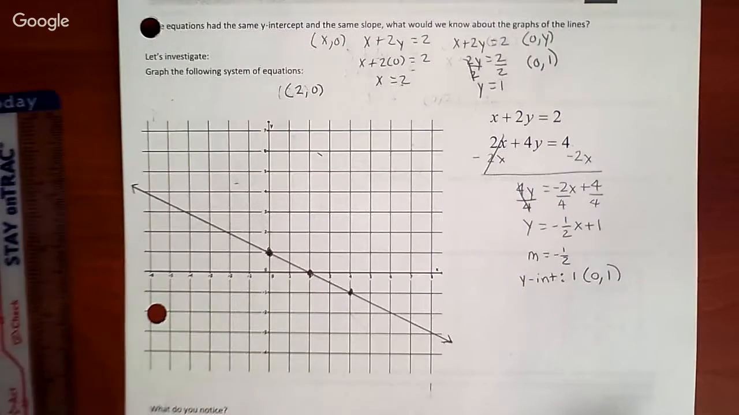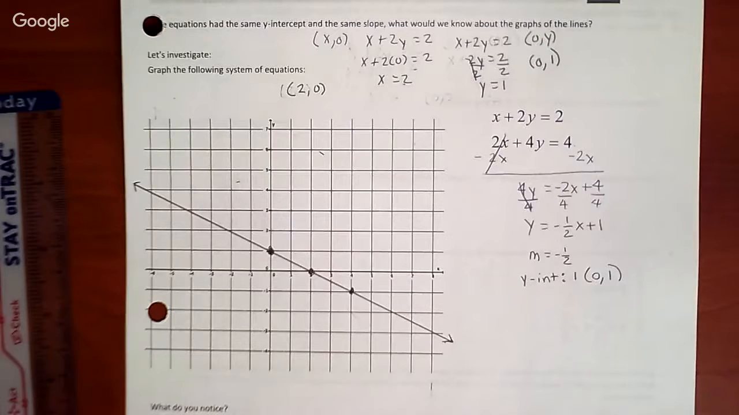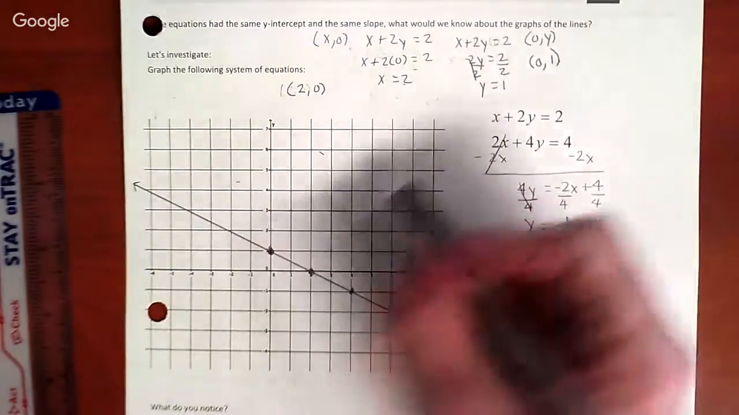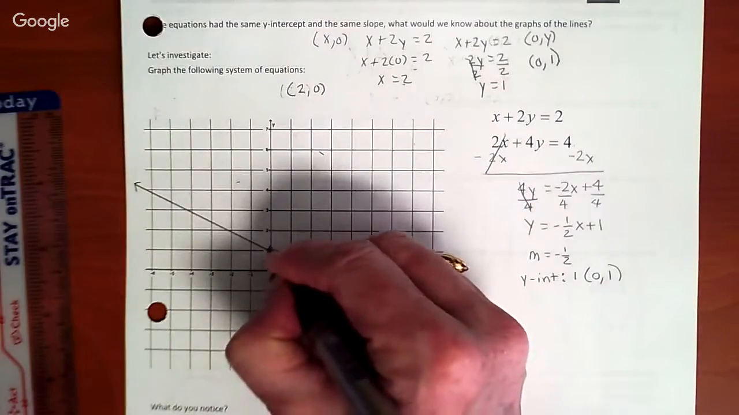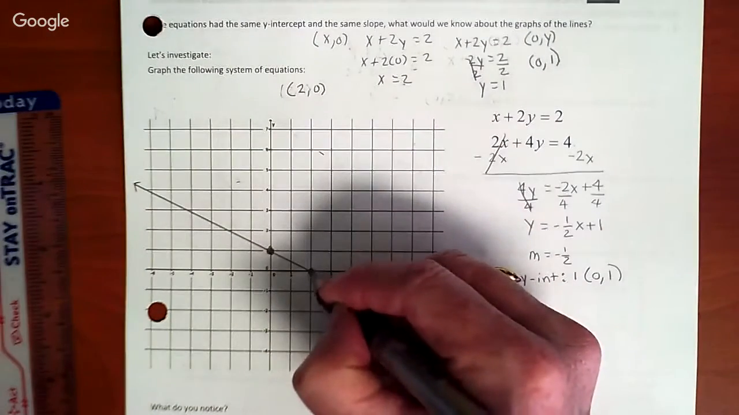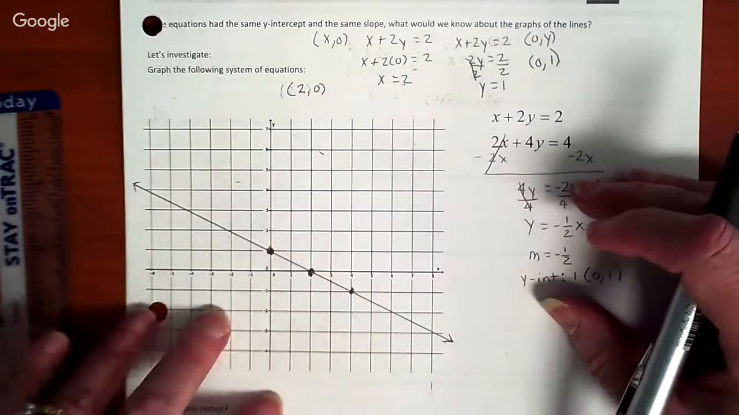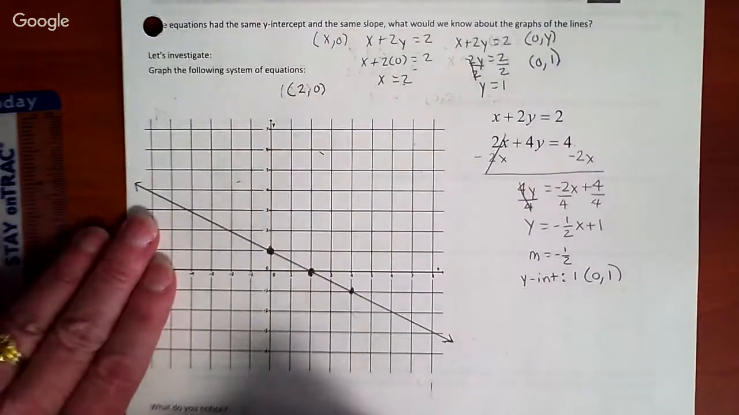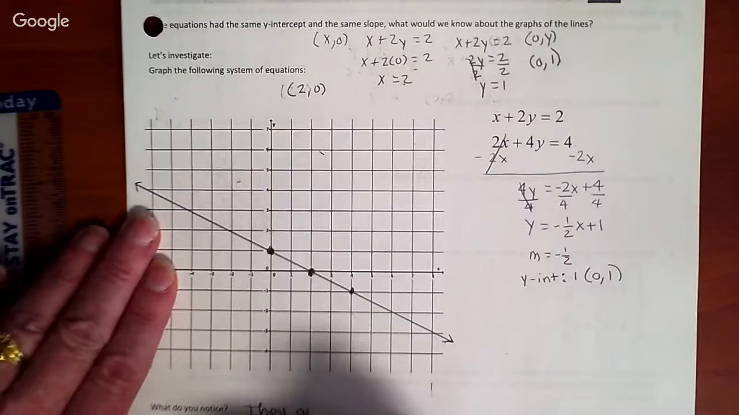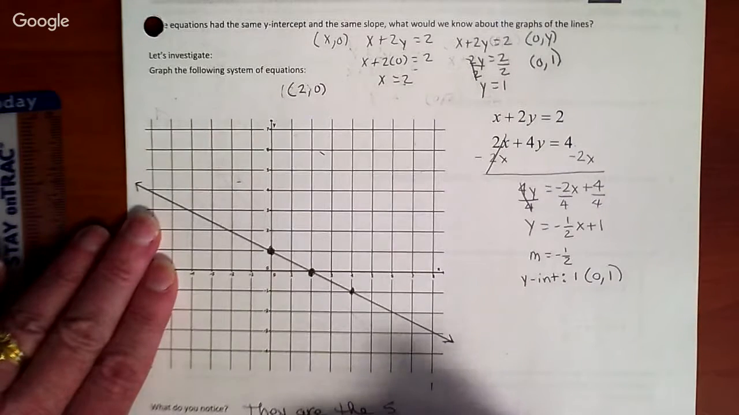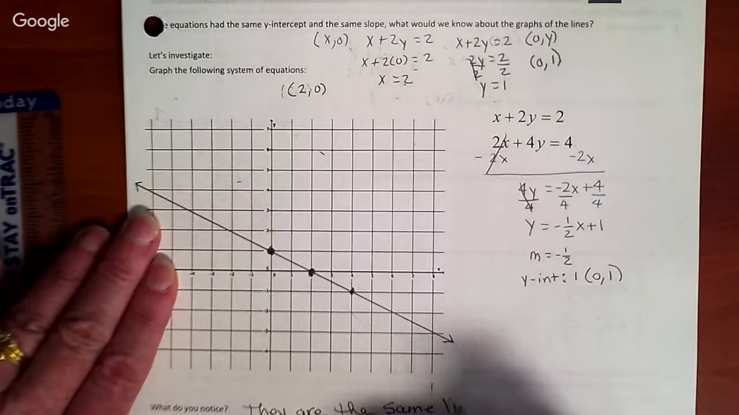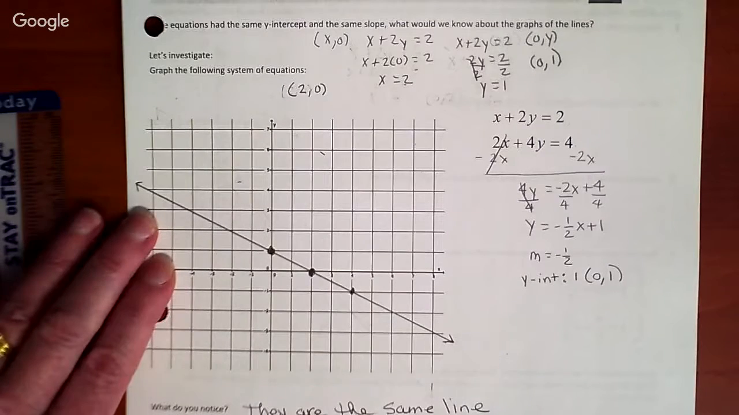Okay. So now, all right. So now that we graph these, what do you see? Well, if I plot these, I get 0, 1, which is here. I get 2, 0, which is here. And then when I graph these, if we notice, guess what? They are the same line. Okay. So we can also check if a system of equations has infinitely many solutions.